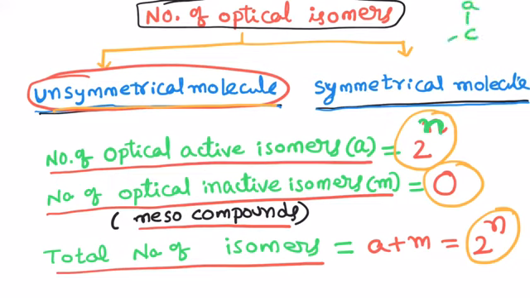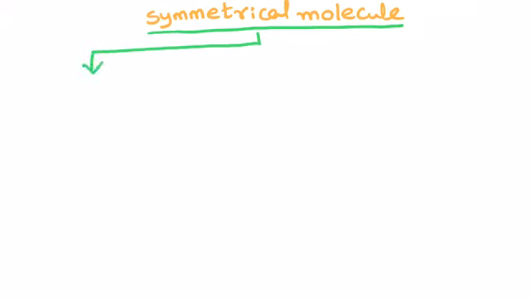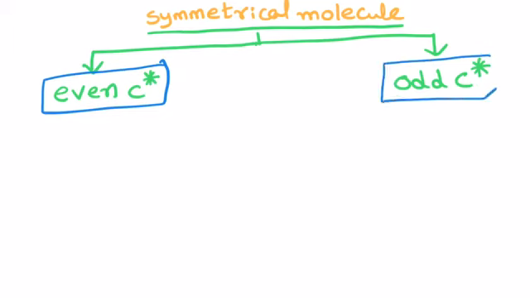A chiral carbon means a carbon which is attached to 4 different groups. It is called a chiral carbon. Next, the symmetrical molecule. We can divide symmetrical molecules into two types. First, a symmetrical molecule having an even number of chiral carbons; second, a symmetrical molecule having an odd number of chiral carbons. Now I will explain how to remember the formulas for an even number of chiral carbons and an odd number of chiral carbons present in the symmetrical molecule.